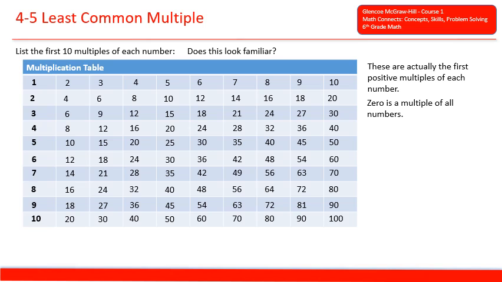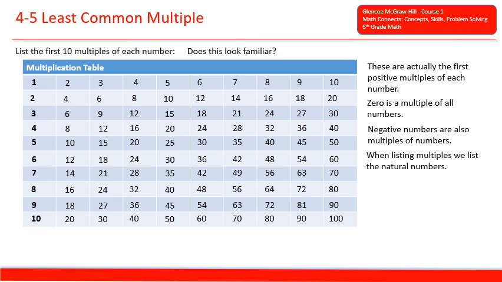It is the multiplication table. These are actually the first positive multiples of each number. So 0 is a multiple of all numbers, and negative numbers are also multiples of numbers. When listing multiples, we listed natural numbers. Natural numbers are positive whole numbers: 1, 2, 3, etc.